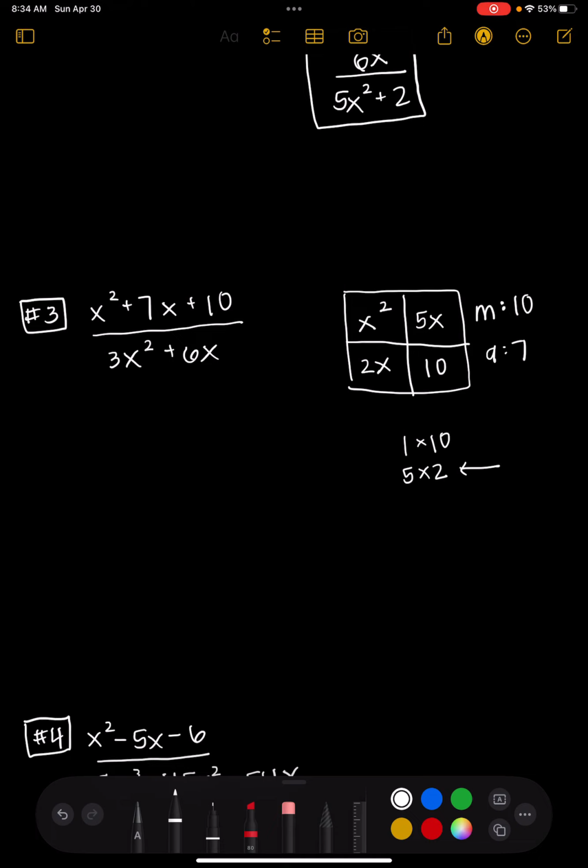And then we're going to say, what do the bottom two boxes have in common? Or what can I divide them by? I can divide them by 2. What do the top two boxes have in common? They have an x in common. What do the left two boxes have in common? They have an x in common. And then what do the right two boxes have in common? Or what can I divide them by? 5. So these on the outside of the box are my factors, which means I can rewrite the top as x plus 2, x plus 5.